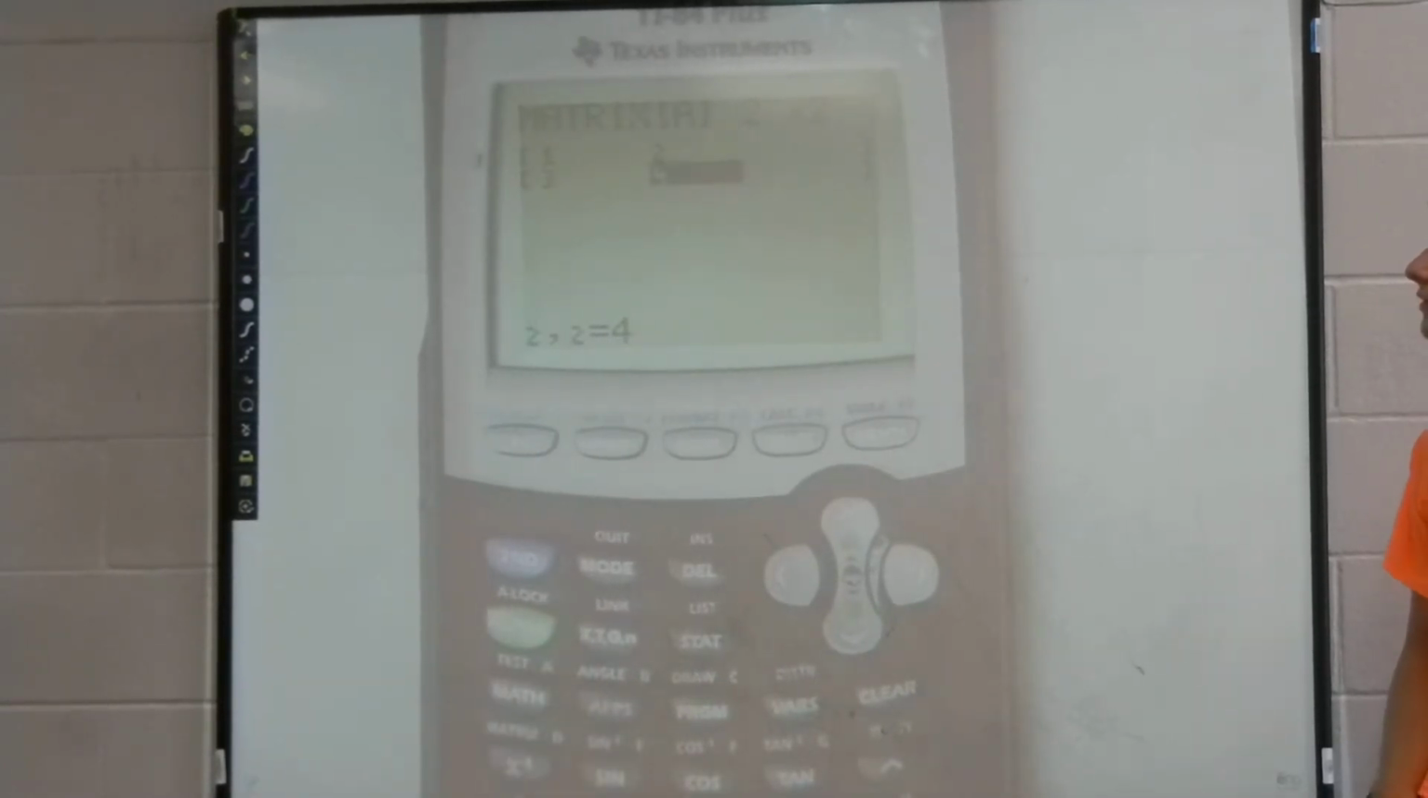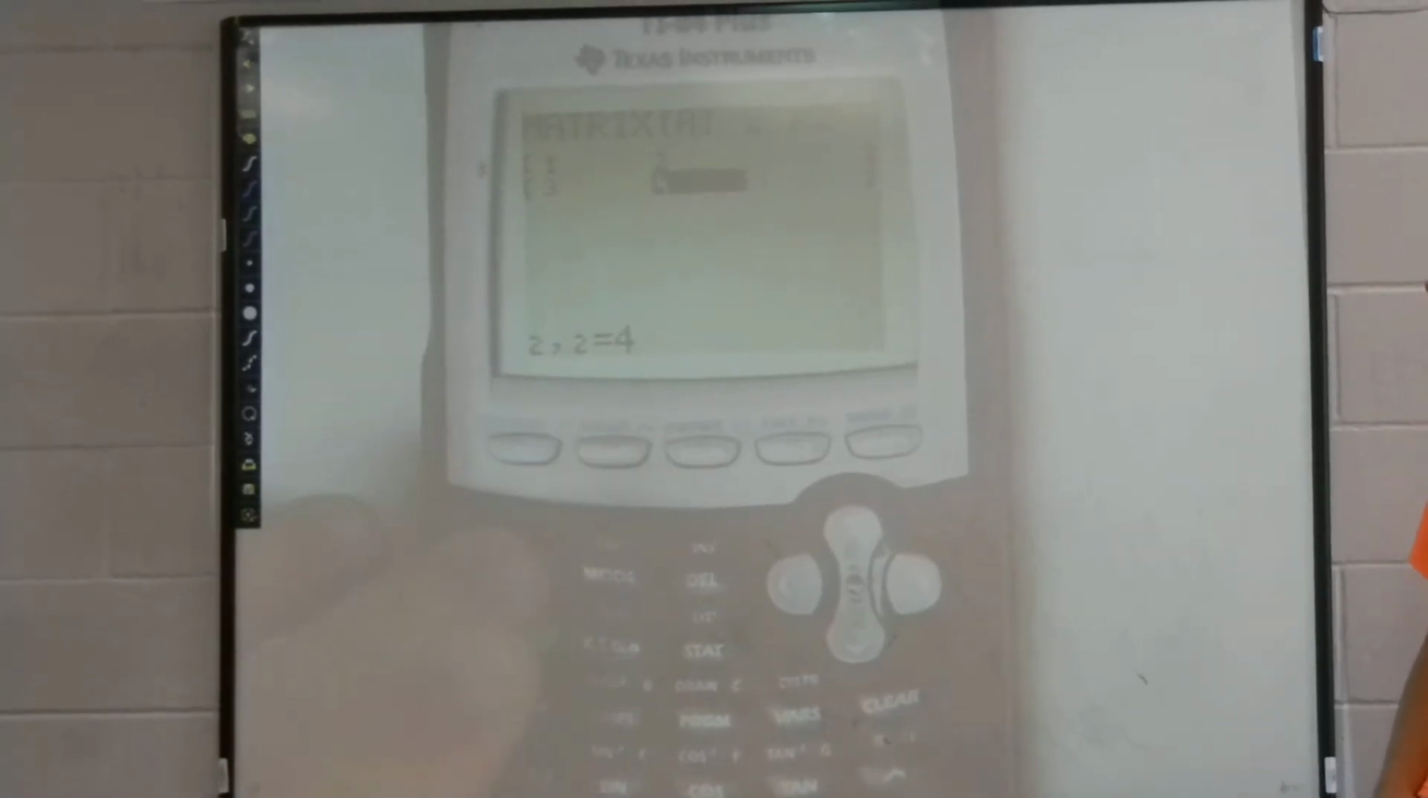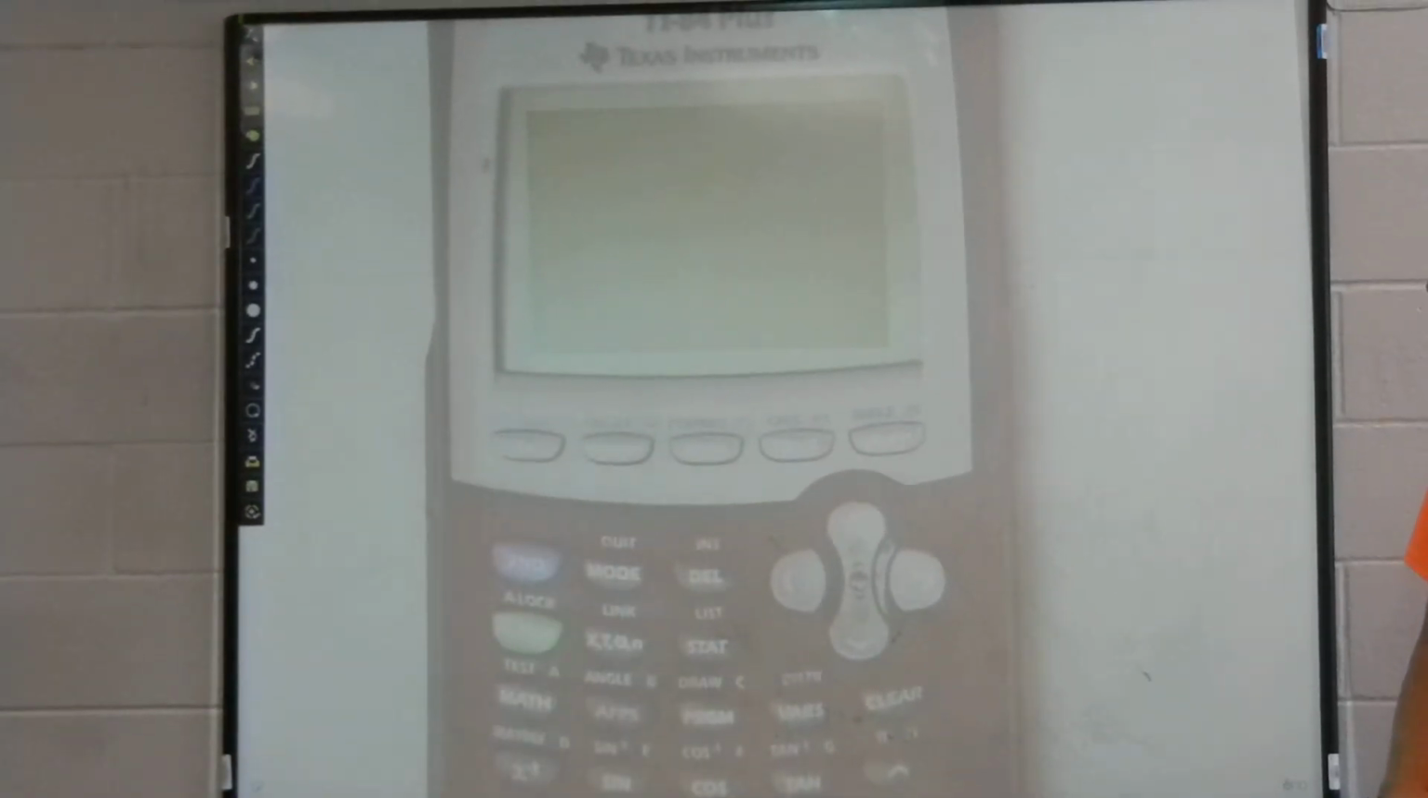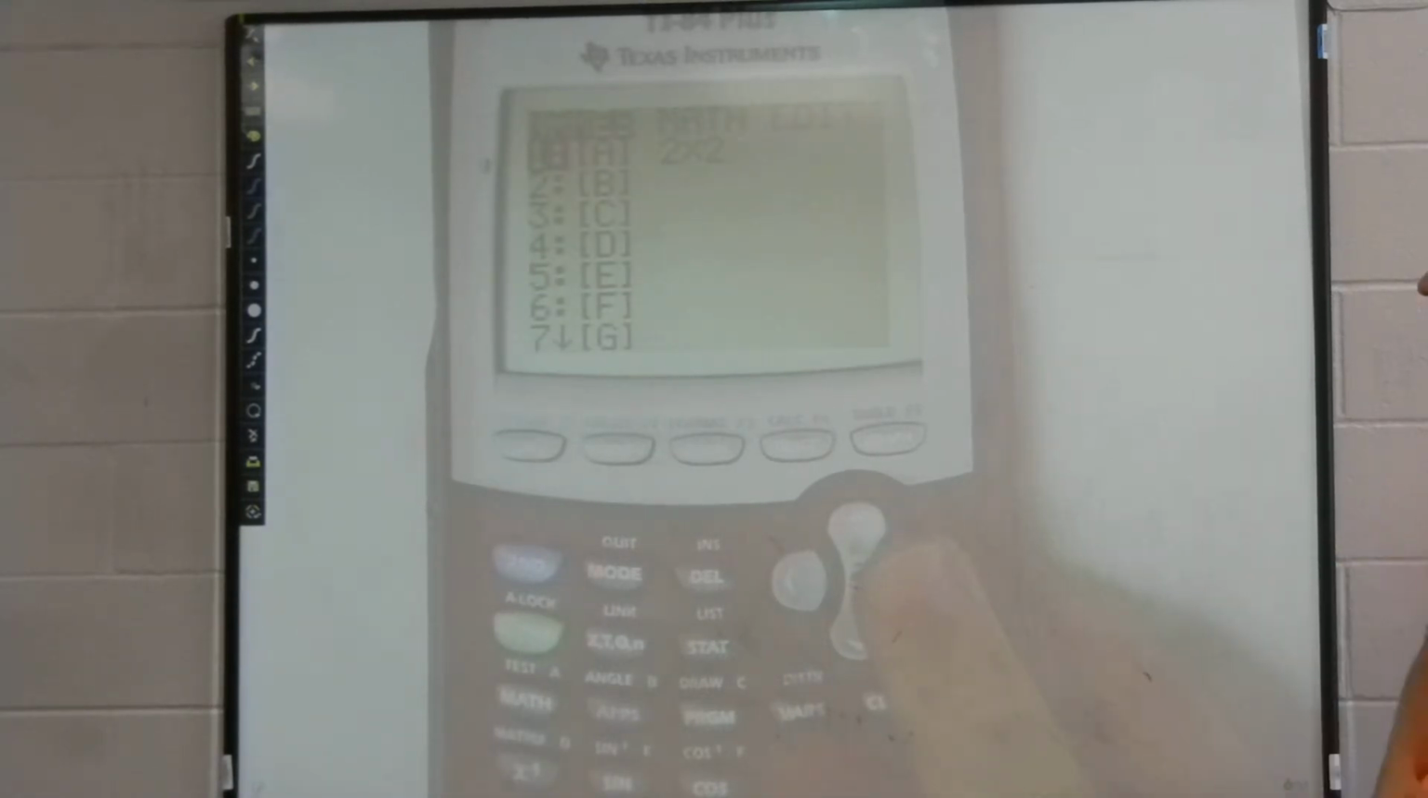Once you've entered your numbers into the matrix, you push second mode, then second matrix, just like you did first. Arrow over to math, to determinant, enter, second matrix again, then enter, close your parenthesis, enter again. There's your determinant right there.